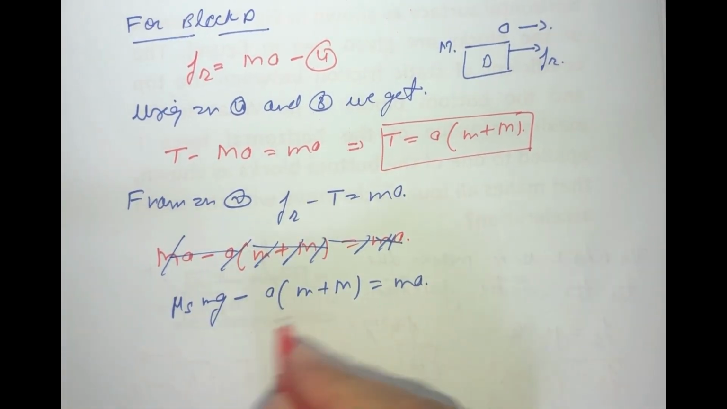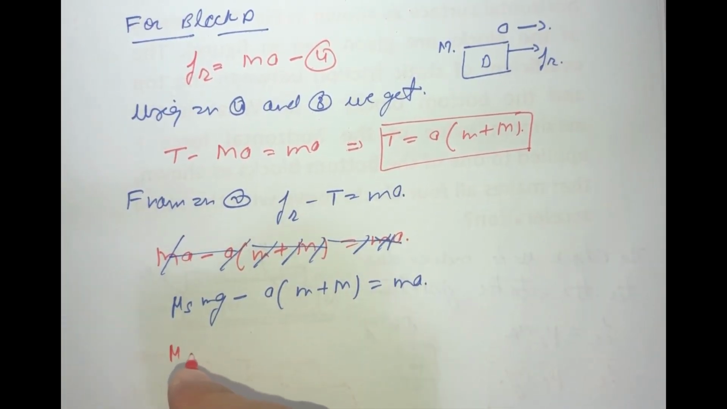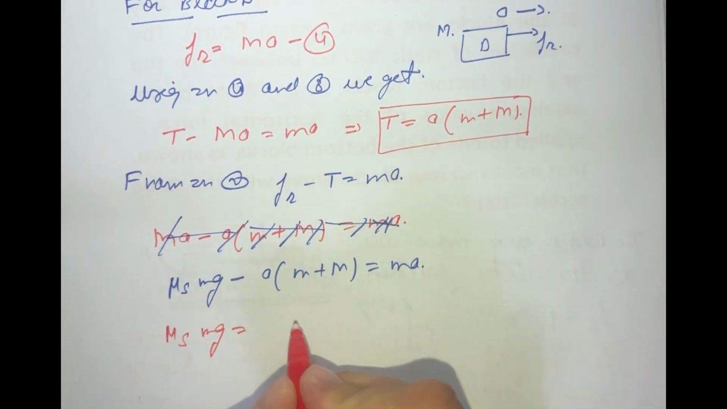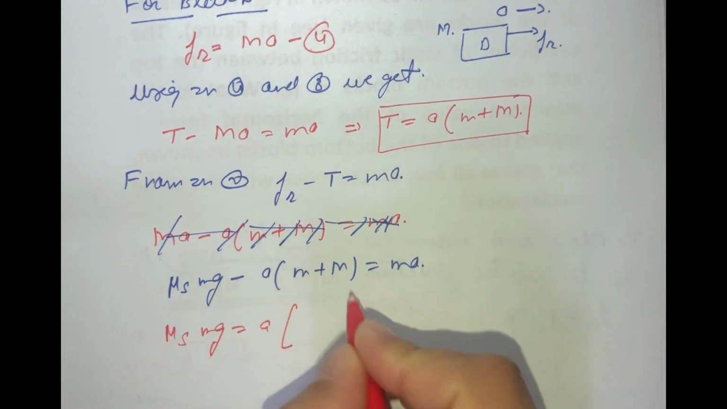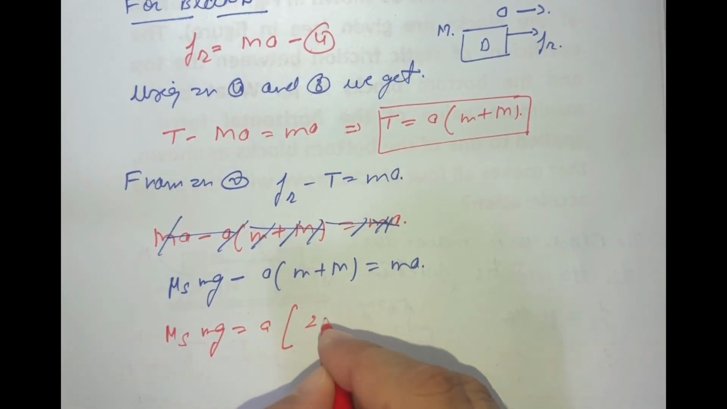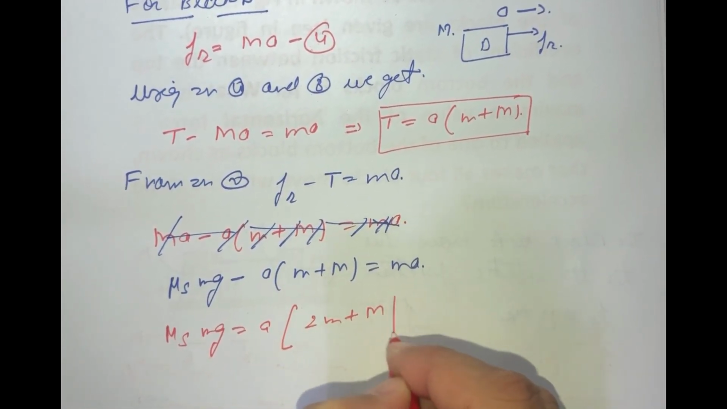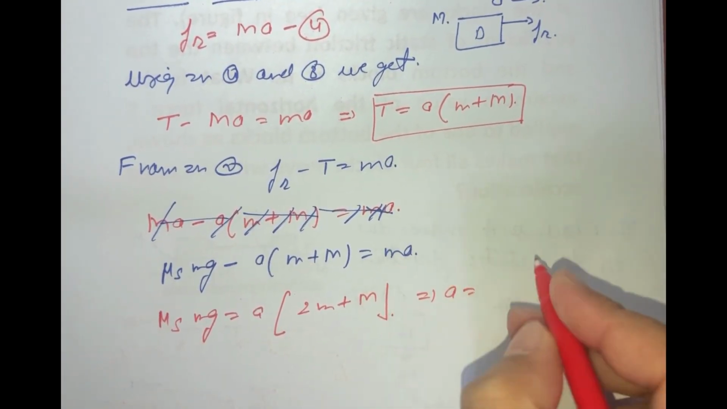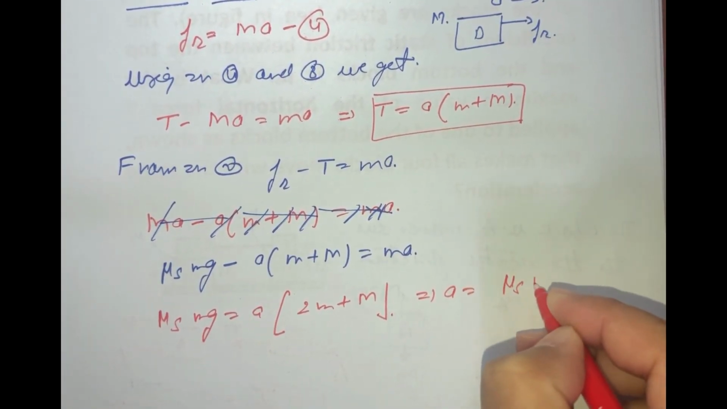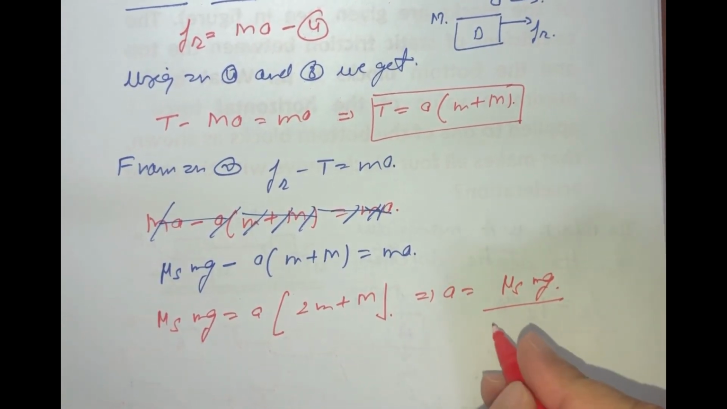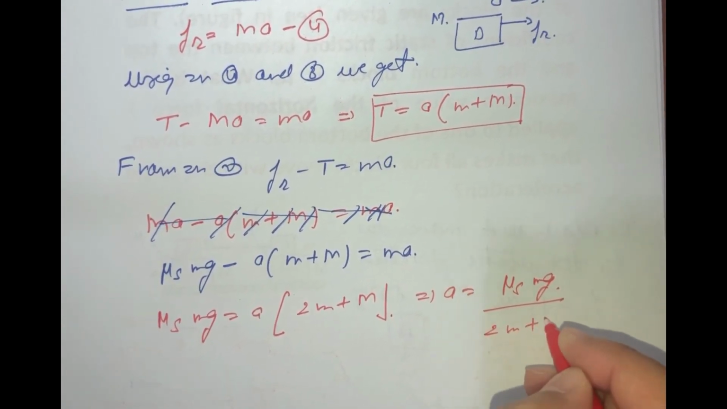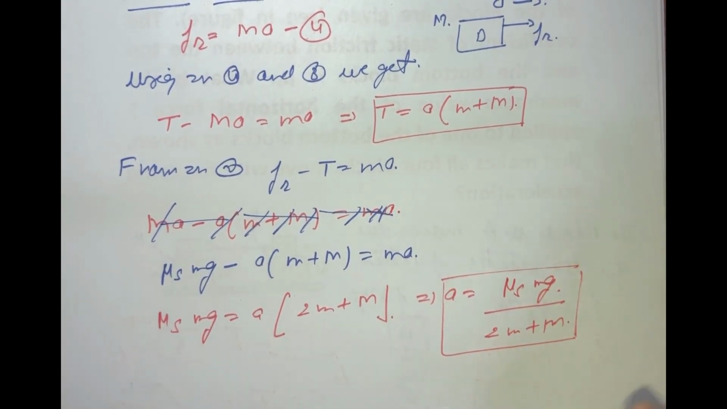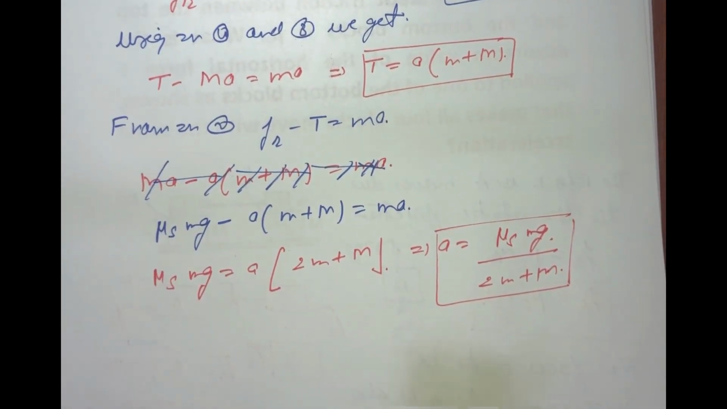We combine, write this as mu S Mg will be equal to, you can take A as common, so this will be now (2m plus capital M) a. From here we can find out A will be equal to mu S Mg divided by (2m plus capital M). This is the value of acceleration.